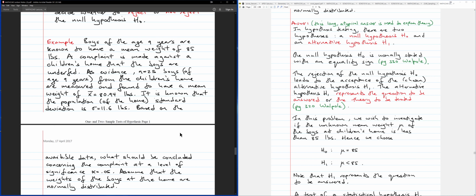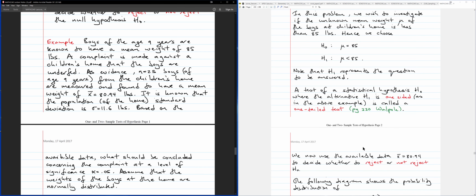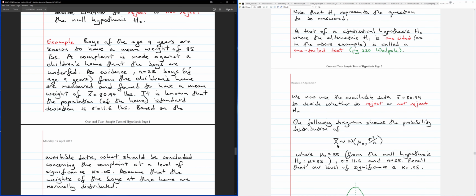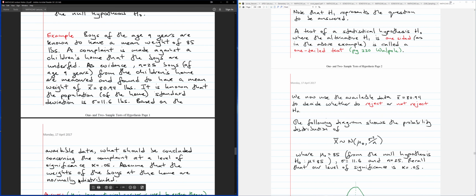In order to do that using statistics, what you need is some probability distribution to work with. The probability distribution you're going to work with is the probability distribution for the average. This is an observed sample mean. Recall that this is an observed value of the random variable big X bar, and the random variable big X bar in this situation is going to be normally distributed.